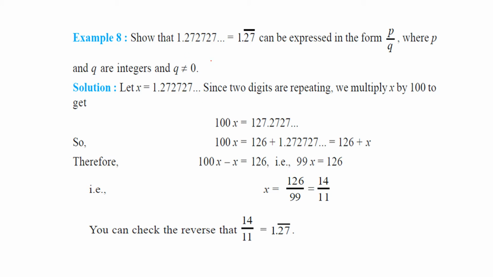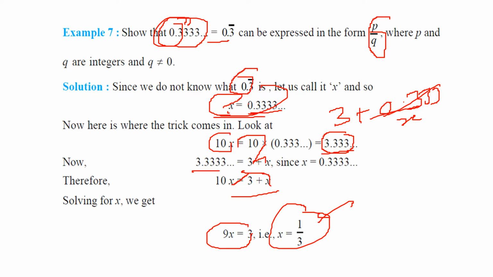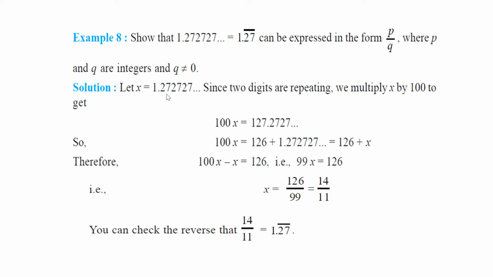In a similar case, you have 1.272727, which is 1.27 bar, and you have to express this in p by q form. So x is this, right? Because 27 is repeating, we have to multiply it by 100. In the previous case, because only one digit was repeating, 333, we multiplied by 10. Here we have 272727, and because 27 is repeating, we have to multiply it by 100. So on both sides, I multiply by 100.